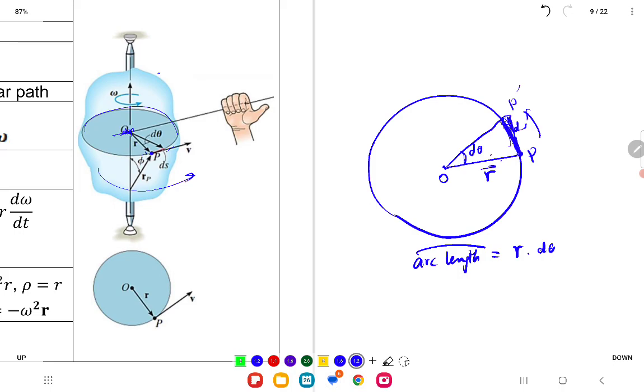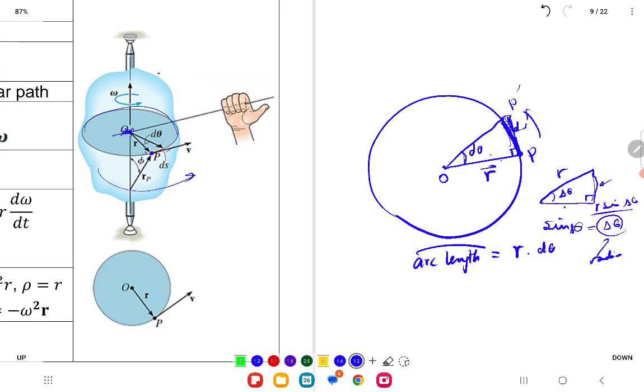So if you make a tangent at point B, you can think of it as a right angle triangle. This is R, and this is delta theta. So this will be R sine delta theta. But when the angle is really small, in this case, sine delta theta will be equal to delta theta in radians, not in degrees.